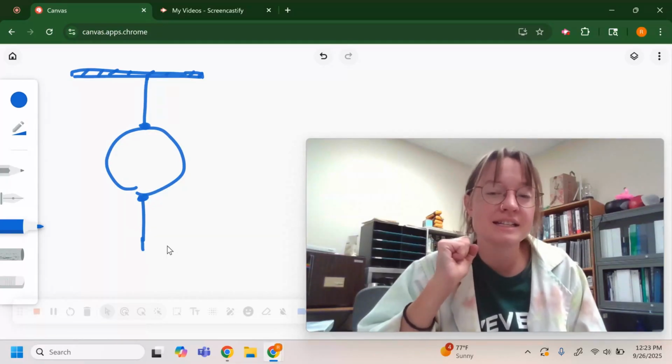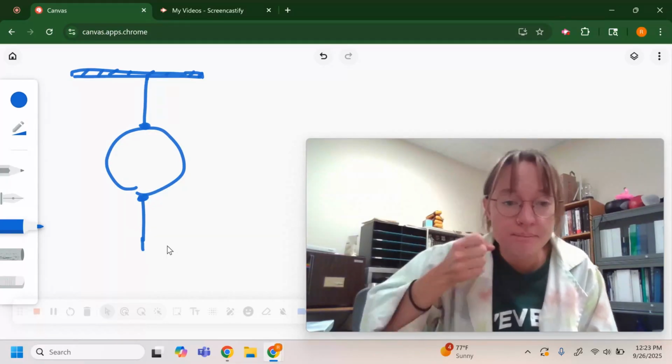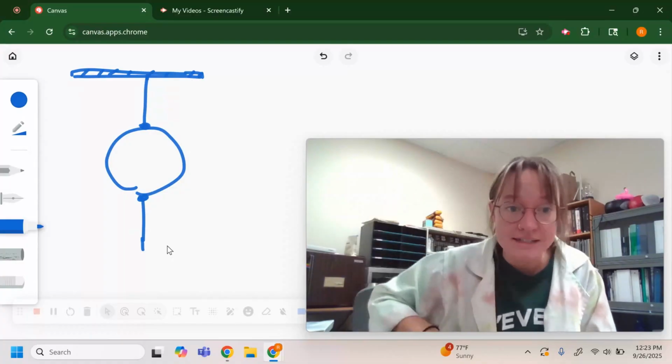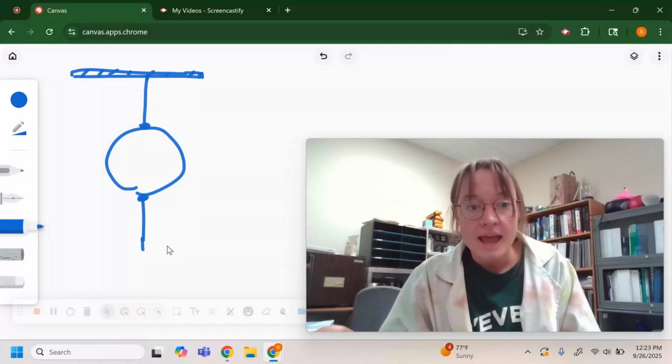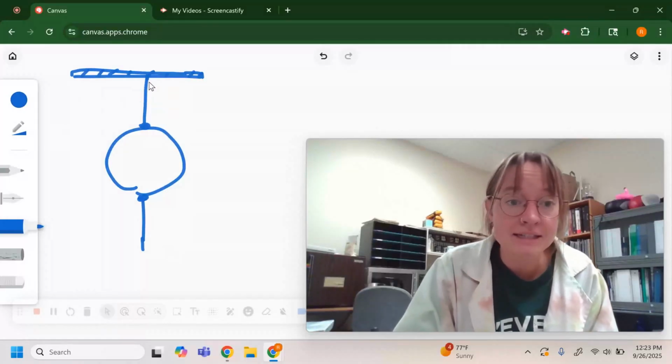And then he says, the next thing that I'm going to do is pull on that bottom string really, really fast. And which string will break, the top string or the bottom string? And that is the question that he asks his students.